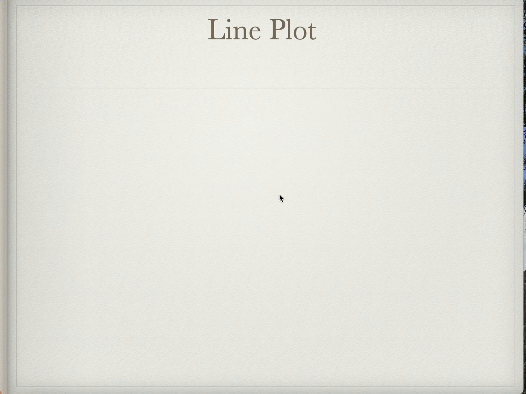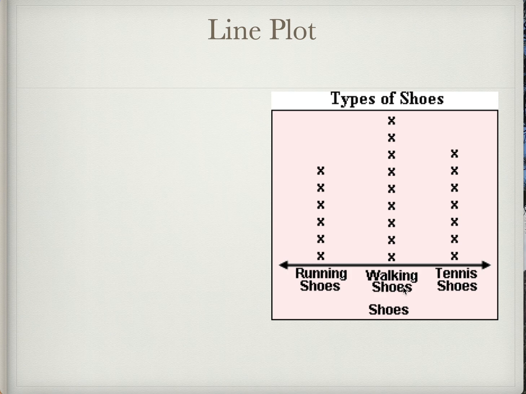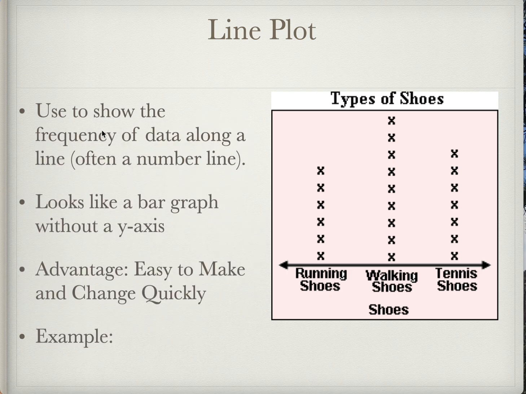Okay, then we have a line plot, which is also very similar. This is what a line plot could look like. Notice we have distinct categories again: running shoes, walking shoes, tennis shoes. And we have our x-axis here, but what we don't have is a y-axis. It's used to show the frequency of data along a line. It's often a number line. This isn't a number line, but we could have how many times this week you went for a run. Then you could have 1, 2, 3, and each student could put an X on theirs going up and down. So it looks like it forms bars. It looks like a bar graph without a y-axis.